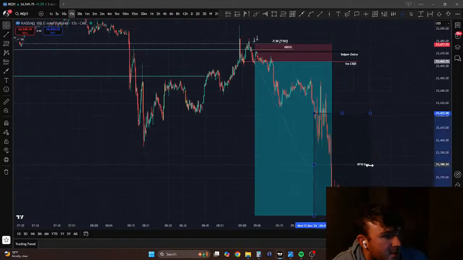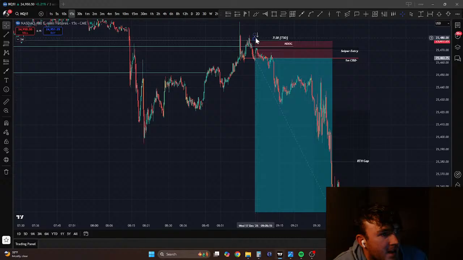Alright, I'm going to screenshot that. Once again, entering at the change in state retest, and then entering at the OTE of the change in state.